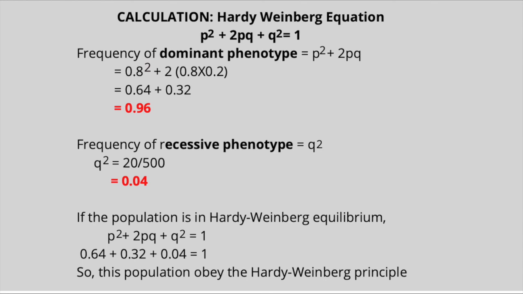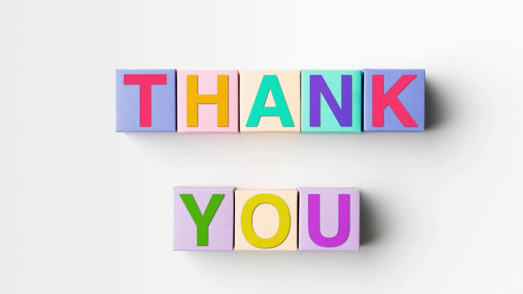If the population is in Hardy Weinberg equilibrium, p squared plus 2pq plus q squared equal to 1. So 0.64 plus 0.32 plus 0.04 equal to 1. So this population obeys the Hardy Weinberg principle, and this population is in Hardy Weinberg equilibrium. So that's all for now.